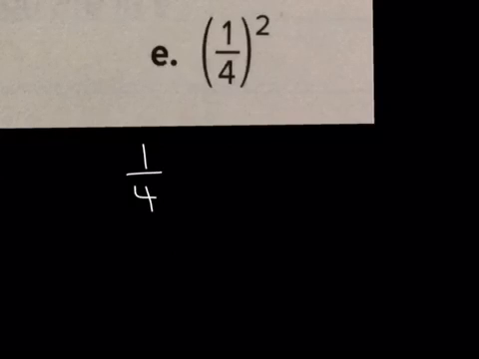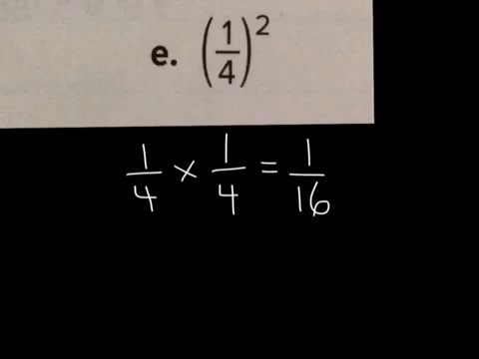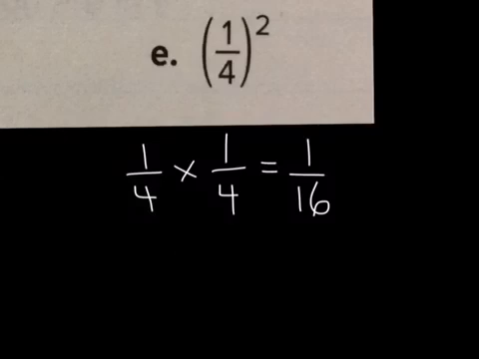And finally, the same goes for this question. A fourth times a fourth. Well, what is a fourth of a fourth? Remember, when we multiply fractions, we just multiply directly across. So I would have 1 times 1 equals 1, and 4 times 4 equals 16. So my answer would be 1/16.